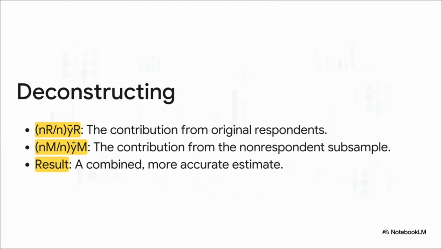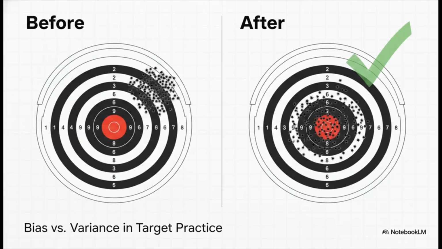The formula weights each group's average by how big that group was in the original sample. So if non-respondents made up, say, 25% of our original sample, then the information we get from them contributes 25% to our final combined estimate. It's a really smart way to stitch all our evidence together. And here's the big payoff.